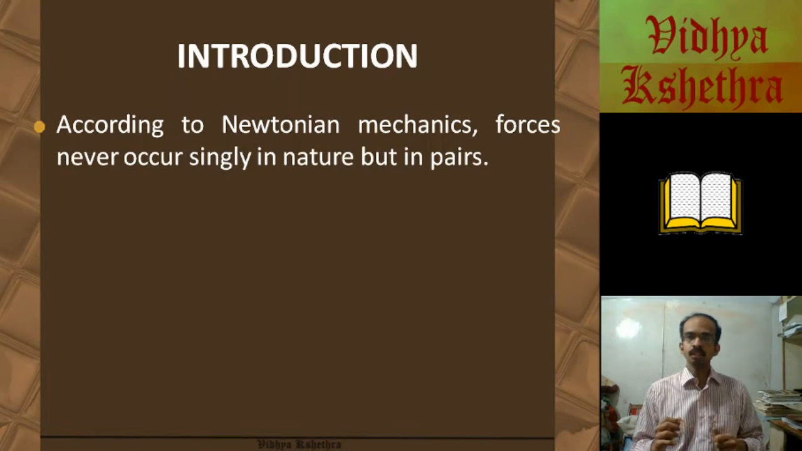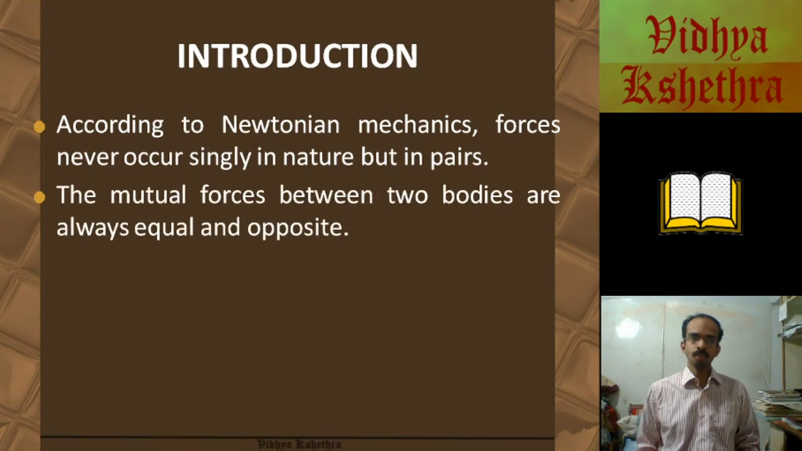In this example, let us consider a spring that is compressed between our hands. When the spring is compressed, we can feel an opposite force acting on our hands by the spring. Similarly, we apply a force to the spring to compress it. So, the mutual forces between two bodies are always equal and opposite. In this example, the forces between our hands and the spring are always equal and opposite.